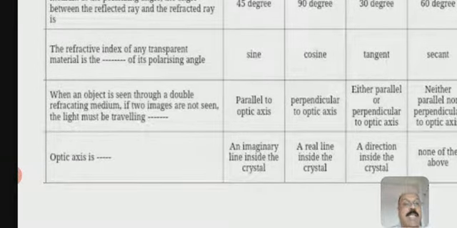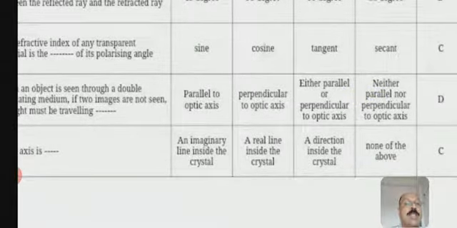The optic axis is dash. The first answer is an imaginary line inside the crystal. The second answer is a real line inside the crystal. The third is a direction inside the crystal. The fourth one is none of these. The answer must be C, that is, a direction inside the crystal.